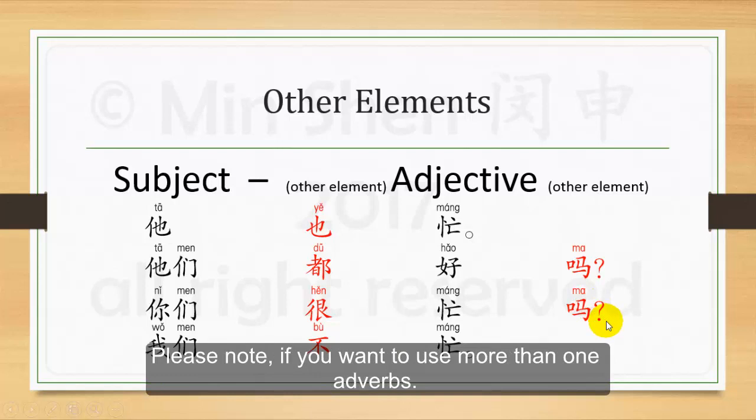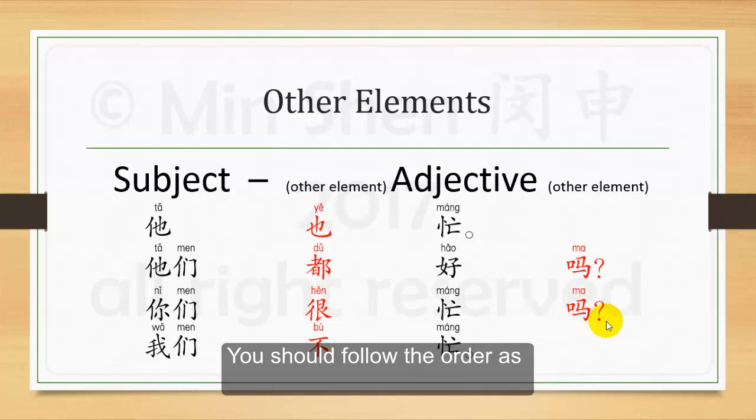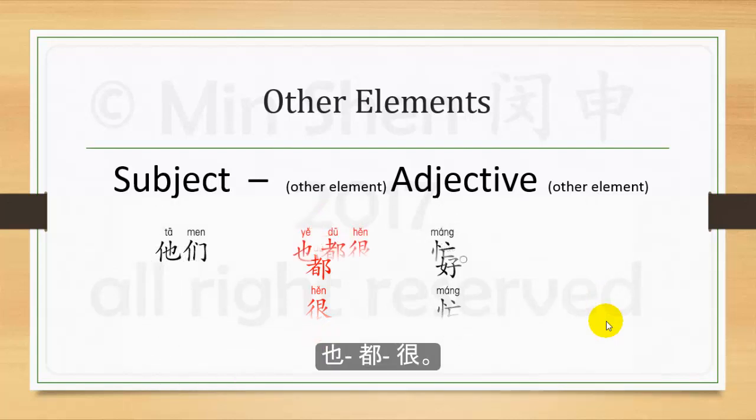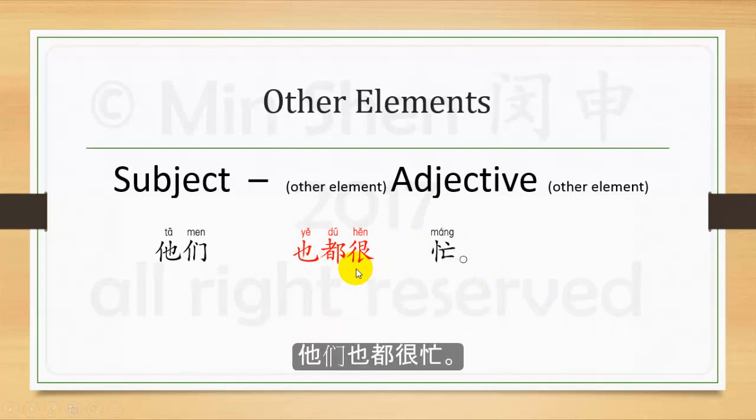Please note, if you want to use more than one adverb, you should follow the order 也, 都, 很. For example, 他们也都很忙.